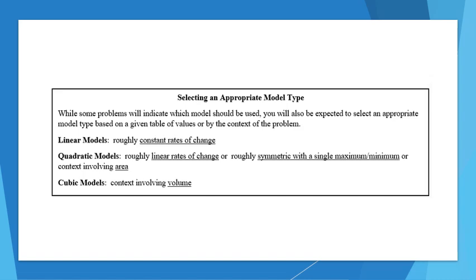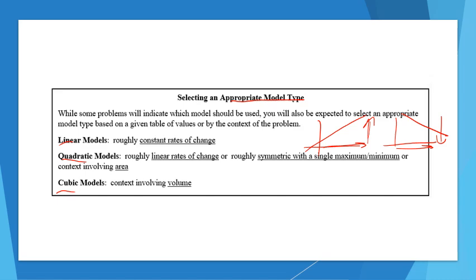All right, so the next thing that we're going to talk about is selecting an appropriate model type. Sometimes you may be given the context of a story problem or situation and may be asked to identify whether it's linear, quadratic, or cubic. Linear will roughly be constant rates of change, meaning the graph should look like a straight line. So as something increases, the y variable should either increase like this, or the y variable should decrease. So it should be either just straightly going up or going down.